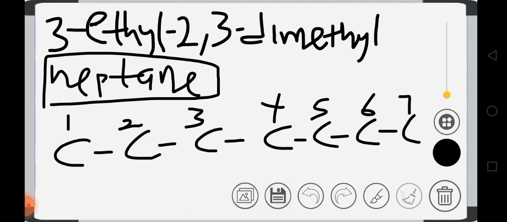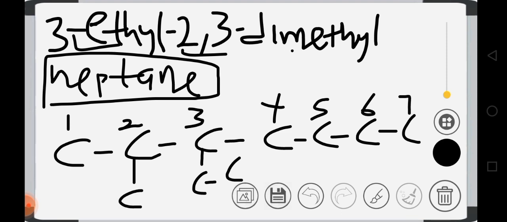Let me use this one. So we have 3-ethyl, so we have ethyl on the 3rd carbon. Just put ethyl here. Then we have 2-methyl. You go to the 2nd carbon, you put methyl there.